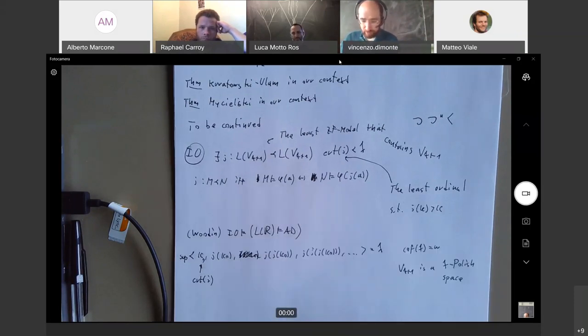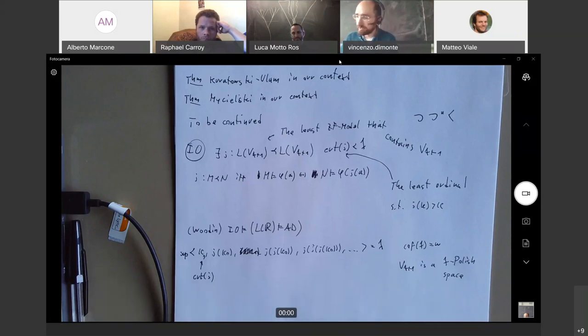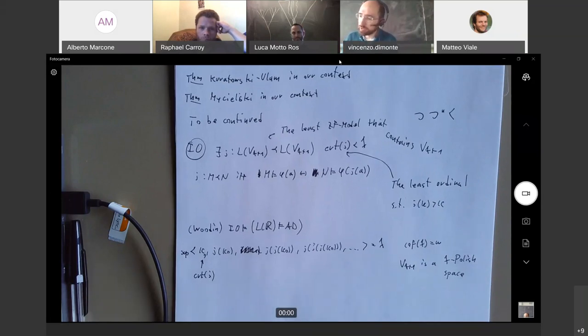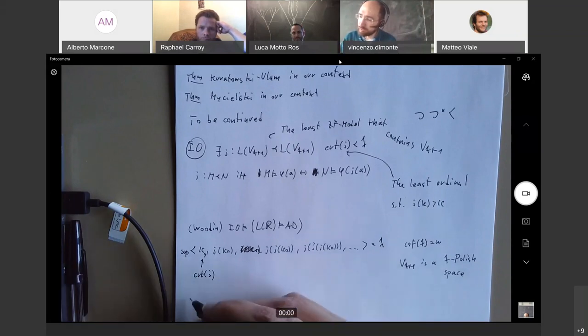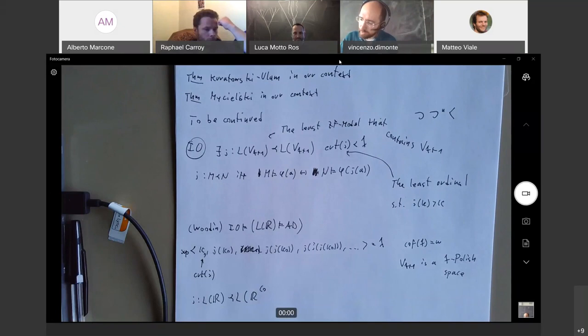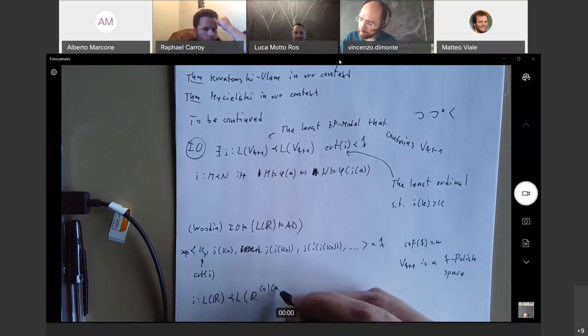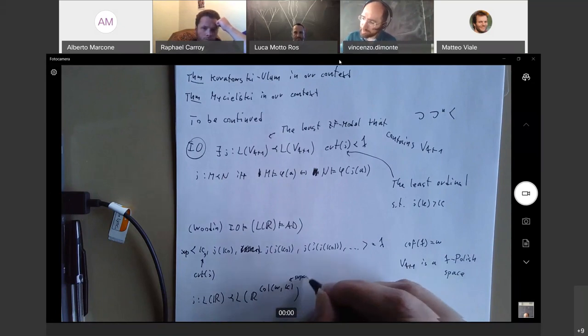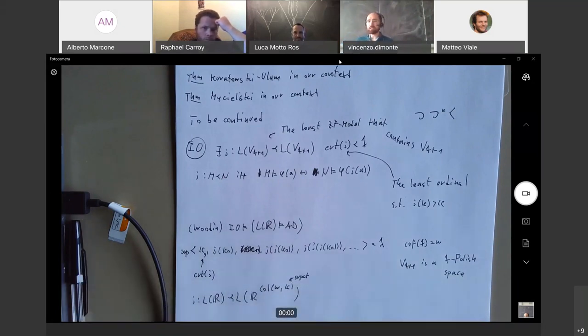Okay. And actually, if you go around the literature, you're going to see that Woodin at a certain point started to work with this, R and the collapse of kappa with kappa supercompact. Well, anyway, we're starting to see some similarities.